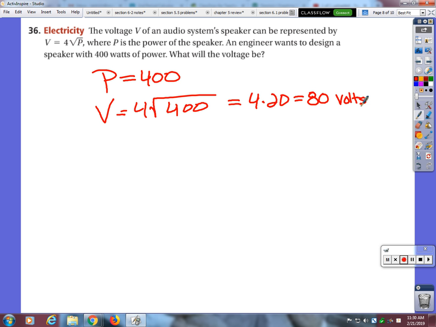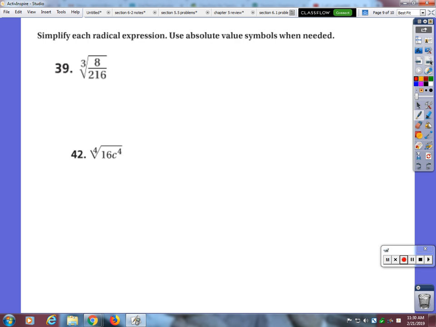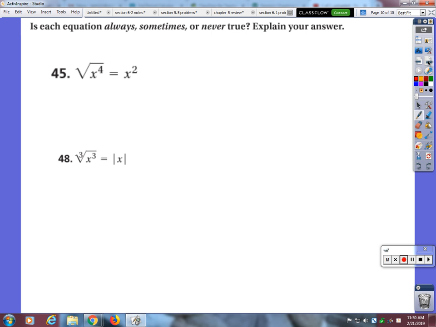Did somebody say 40 something also? Which one? 44 was not assigned. 45 was assigned. Okay, 45. Okay, good.